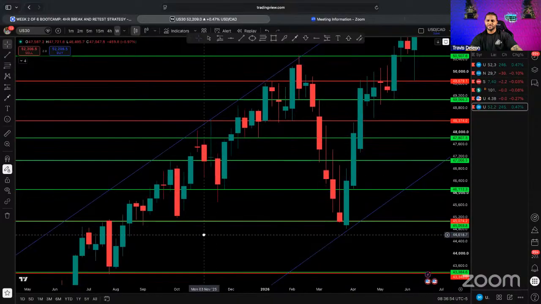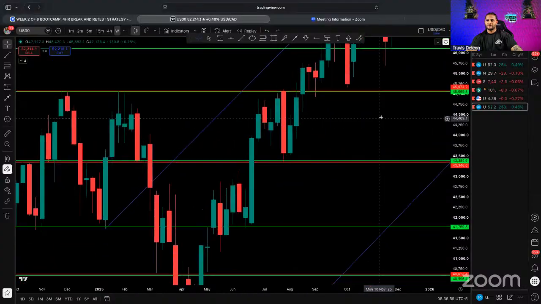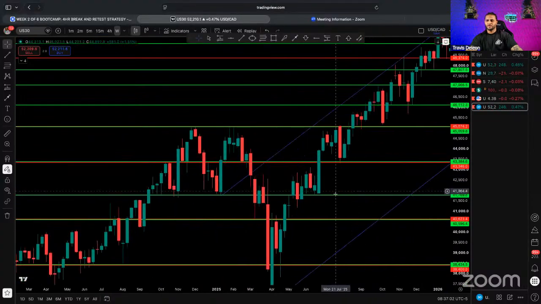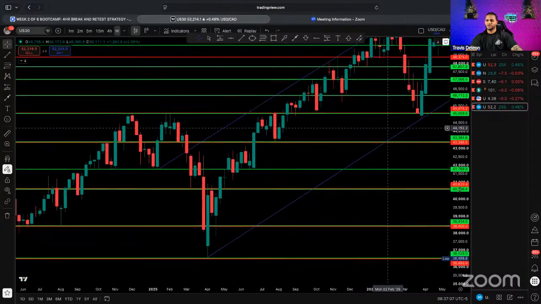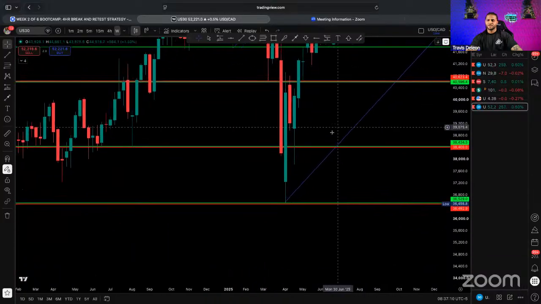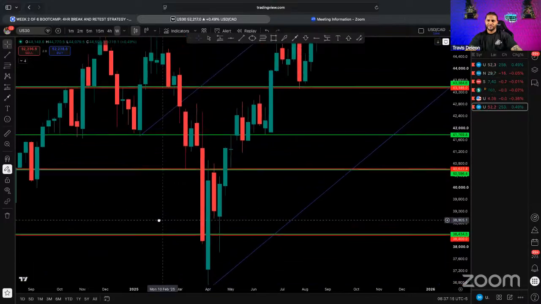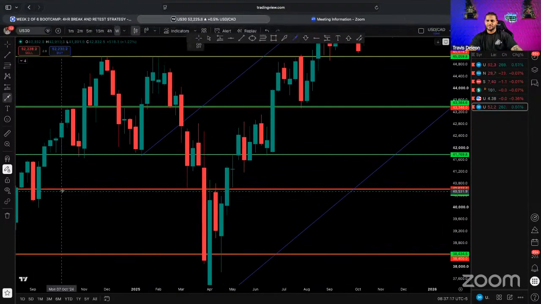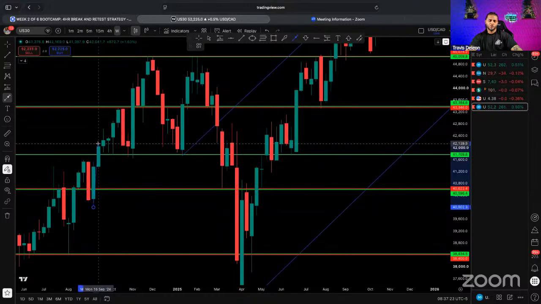The break and retest is basic and simple. For instance, we're moving in an uptrend. The market is going up, and I have my channels showing that we're going up nicely. All I'm waiting for is price to come to one of my weekly or monthly levels. For instance, right here, price moved up and closed above the 42,150 level, a break above my weekly level.